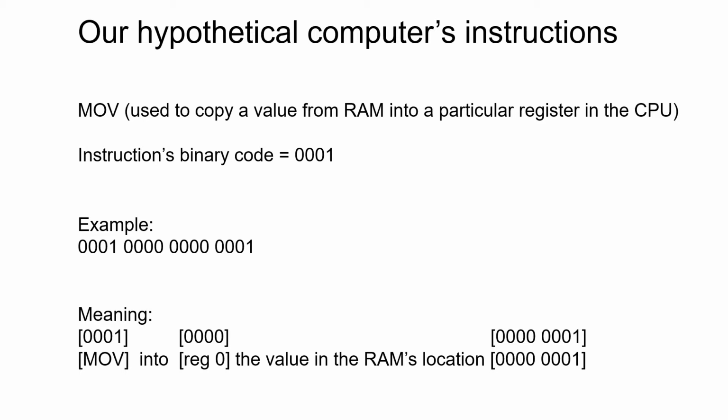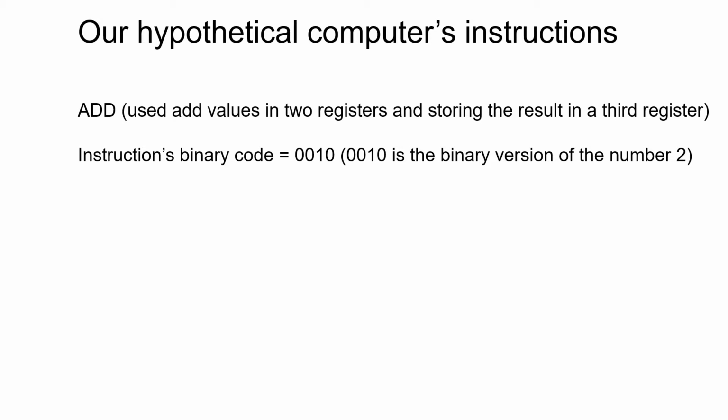And again, in binary, that instruction for our particular computer would be 0001 0000 0000 0001. Let's look at our next instruction. Add, used to add values in 2 registers and storing the result in a 3rd register. Instruction binary code for this is 0010. And by the way, 0010 or simply 10 is binary's equivalent of the number 2.